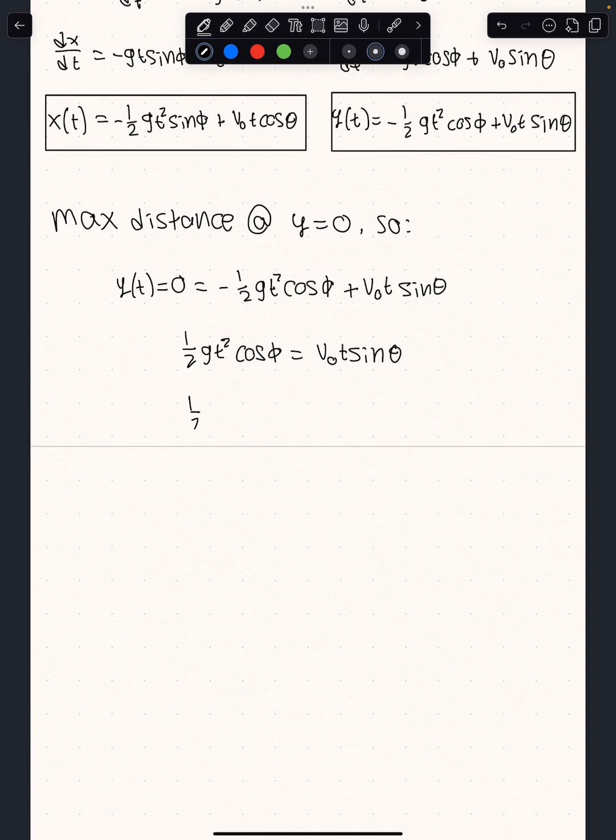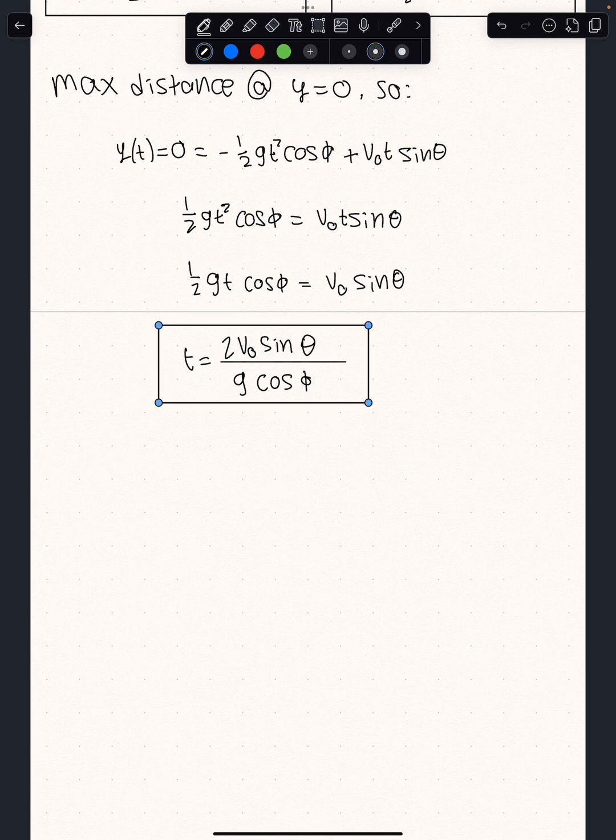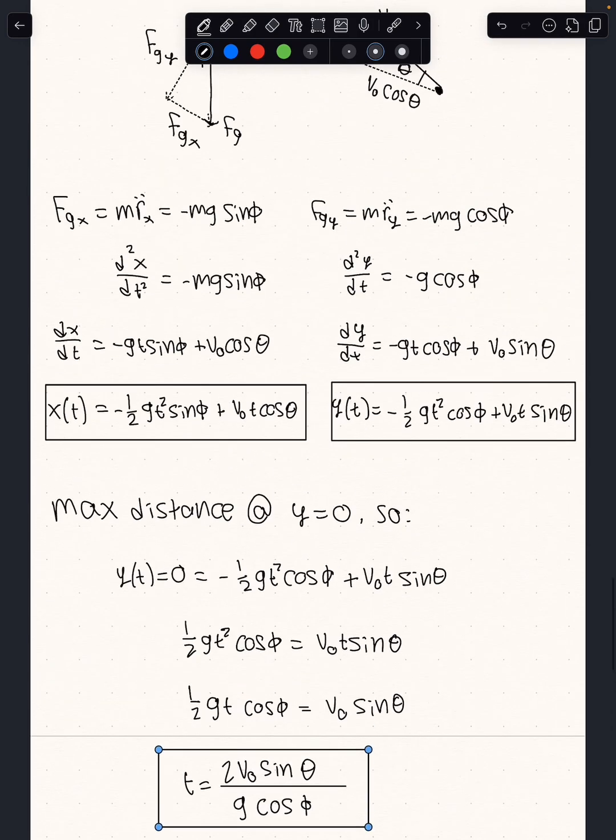Divide out a t, 1/2 gt cos phi equal to v naught sine theta. Solve for t. T is going to be equal to, you just divide over that gt, so you have v naught sine theta, divide over the 1/2, you get 2 v naught sine theta over g cosine phi. This is going to be important, so let's box that.